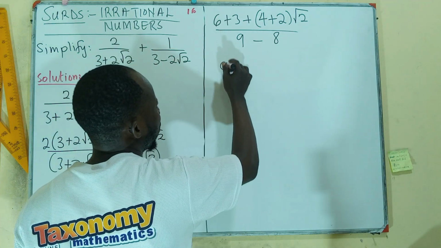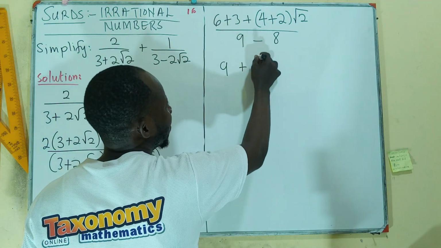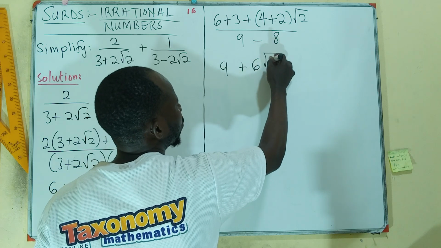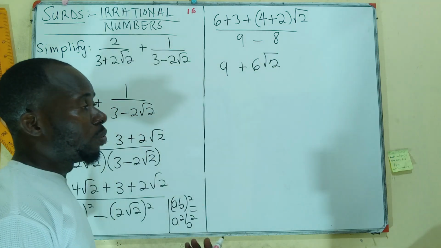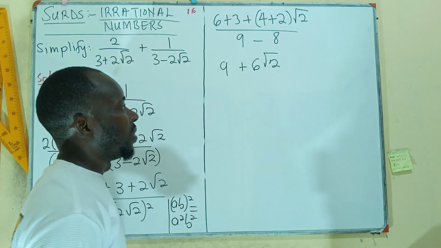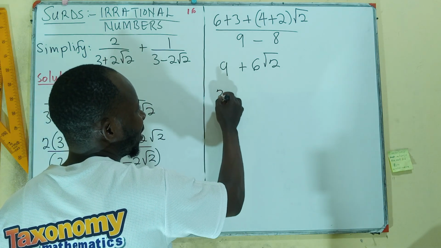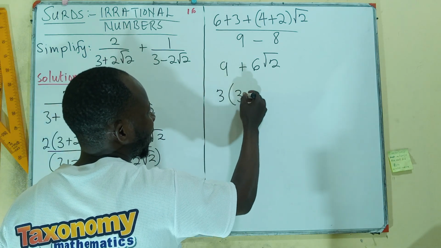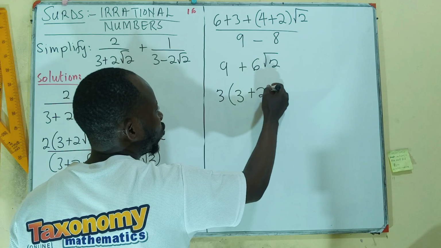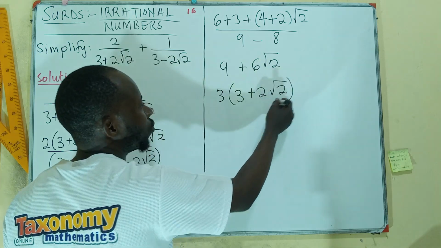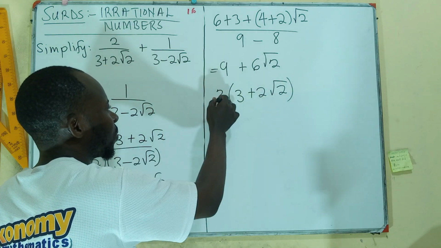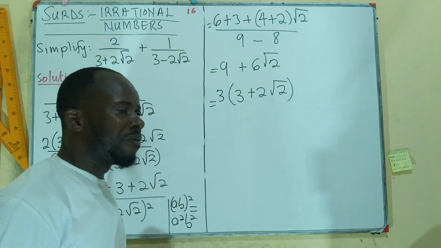Alright, here we go. This will give you 9 on top here, plus 6 root 2. So this will be the final answer. Or we can still look for a common factor of 3, dividing this as 3, dividing this as 2 root 2. We can leave it this way, or even leave it in the first instance.